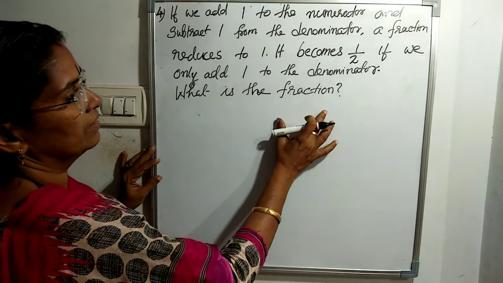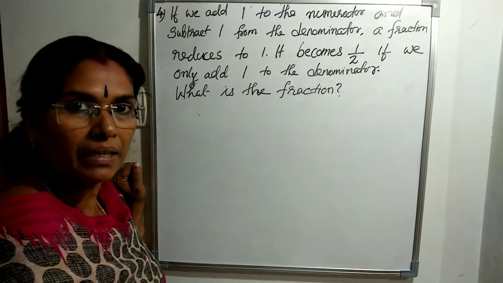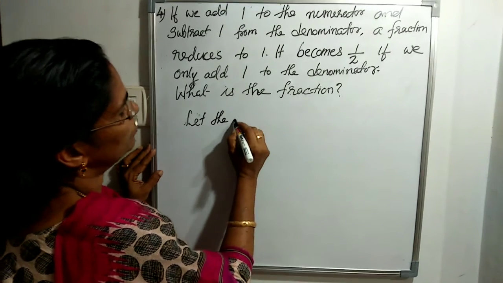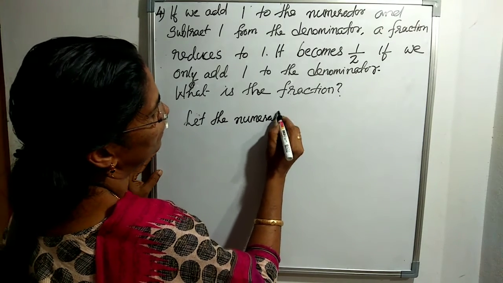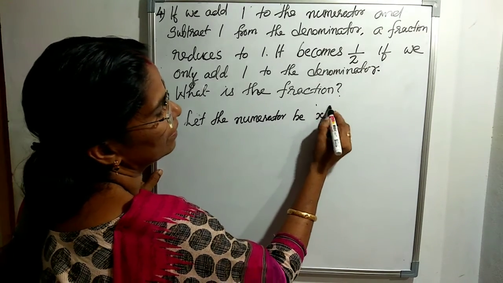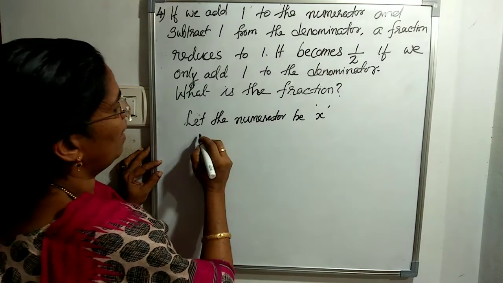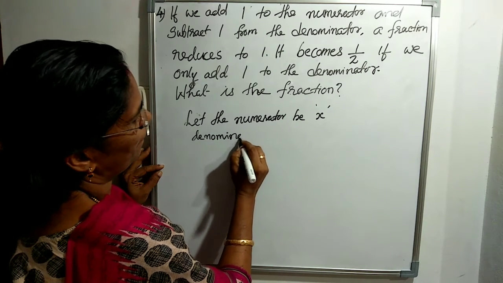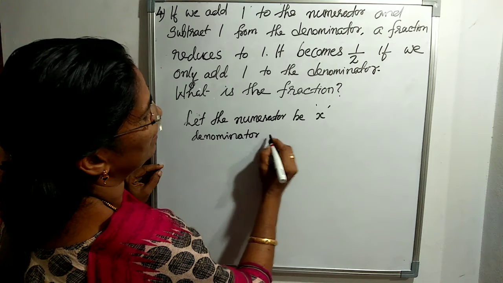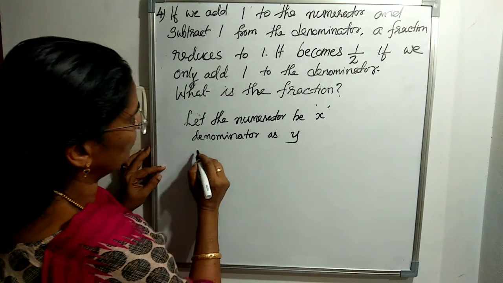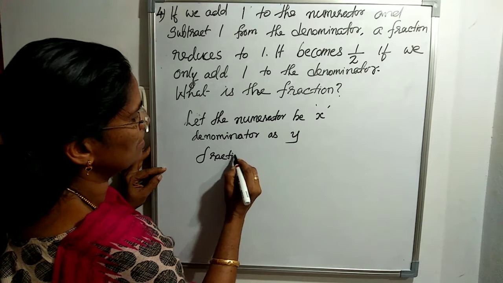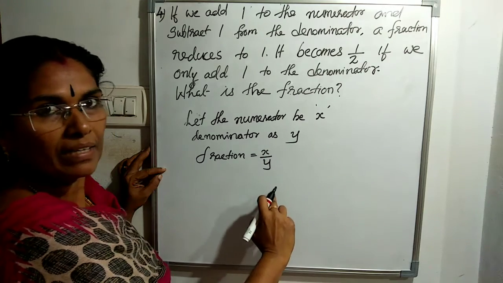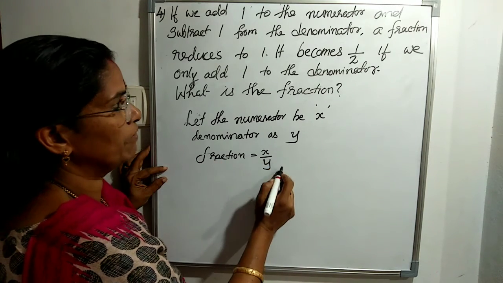Here it is a fraction, so there will be a numerator and a denominator. We can write: let the numerator be x. We are assuming the numerator as x and the denominator as y. So what will be the fraction? The fraction we can write as x by y. x is the numerator, y is the denominator. So the fraction is x by y.